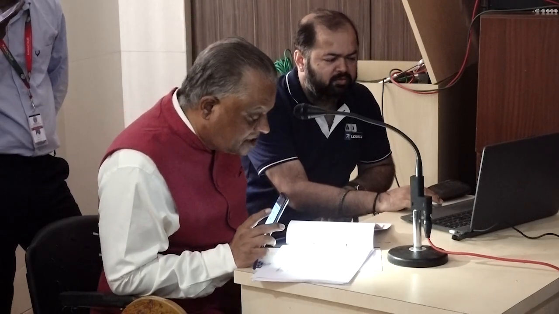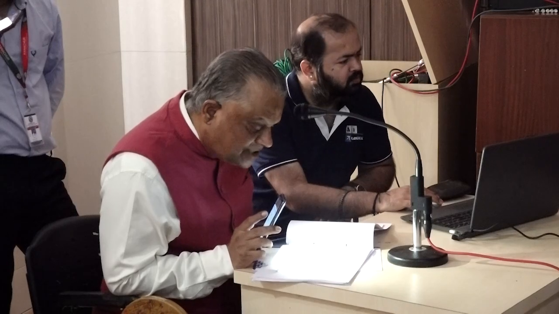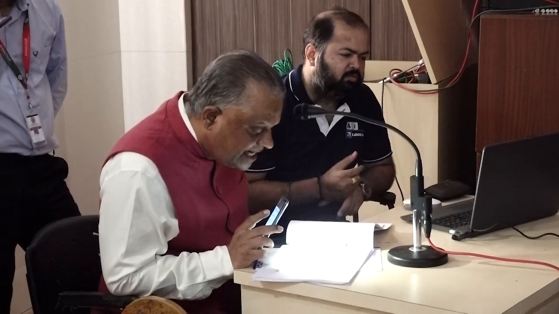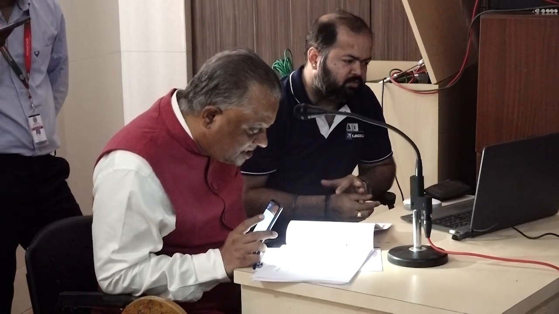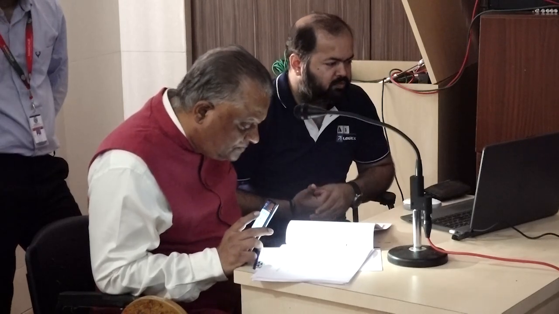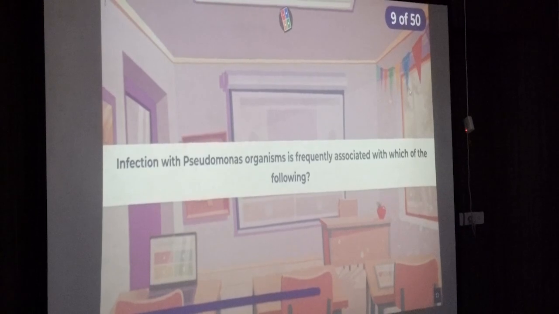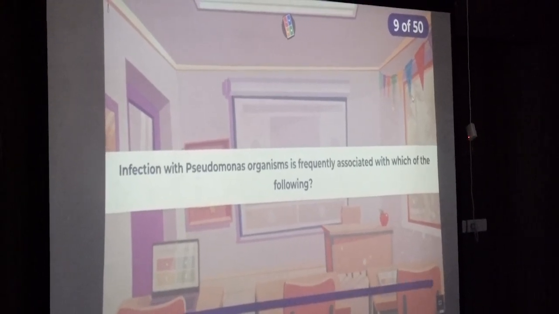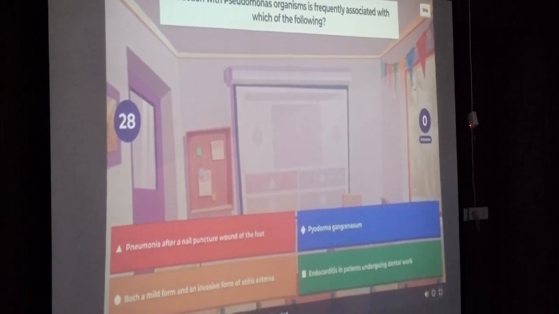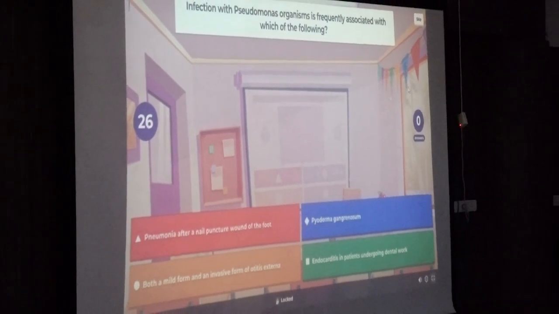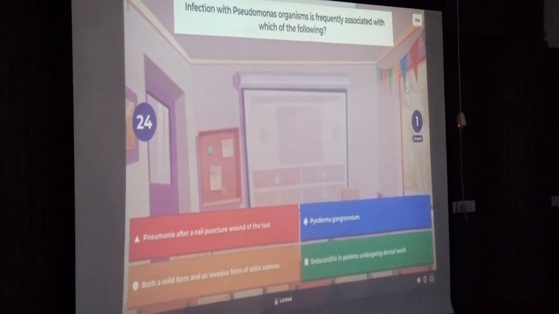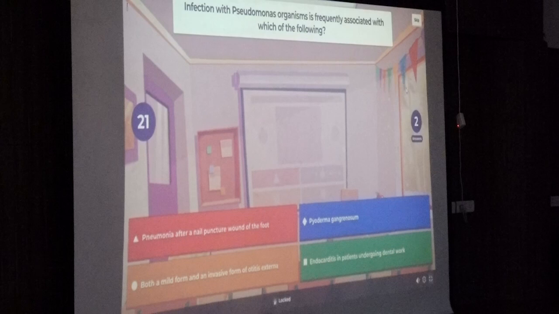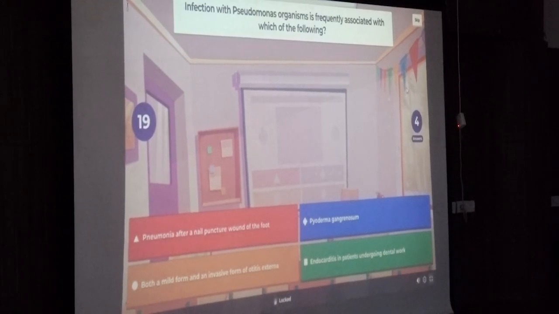Question number 8 on the screen for you. Which of the following is most likely to yield a diagnosis that will detect the specific parasite? String test, Scotch tape technique, aspiration of liver abscess, stool sediment examination. 9 on the screen for you. Infection with the Pseudomonas organisms is frequently associated with which of the following? Pneumonia after a nail puncture, pyoderma gangrenosum, both a mild form and invasive form of otitis externa, endocarditis in patients undergoing dental work.